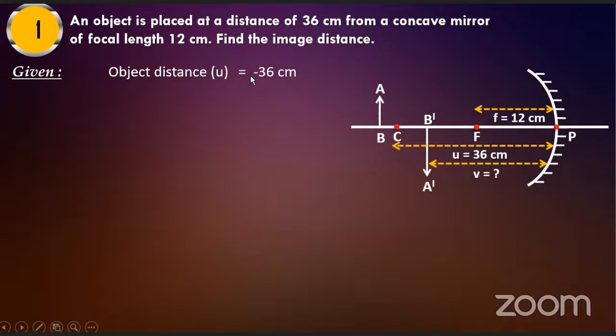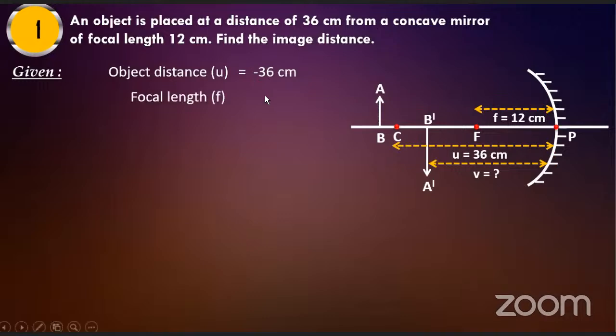Don't ask again, sir, why negative came here. You know why it is negative? Because it's a concave mirror? No. For concave or convex, object distance is always negative. Why? If you take the y-axis here, along the x-axis, which side is it? Positive x-axis or negative x-axis? Negative x-axis. So object distance is always negative, as per our Cartesian coordinate convention.